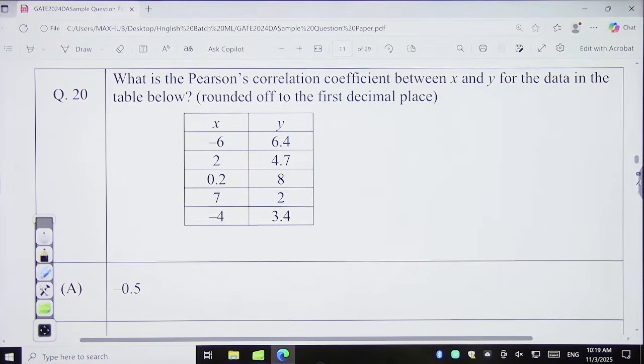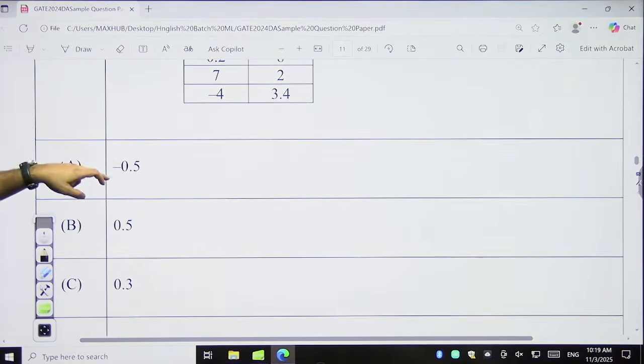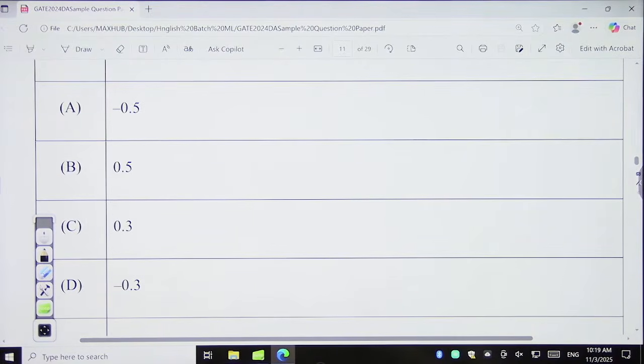Yes, so it would be around 0.4745. Correct. Yes, you are exactly correct. So what would be the answer? Which option would be correct here? The option would be negative 0.5. So option A would be the exact one here.